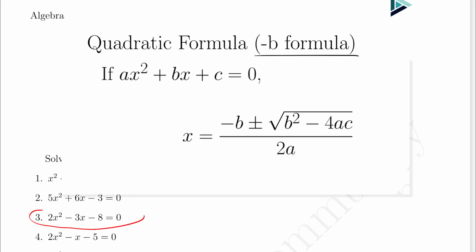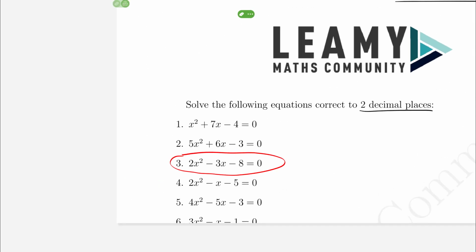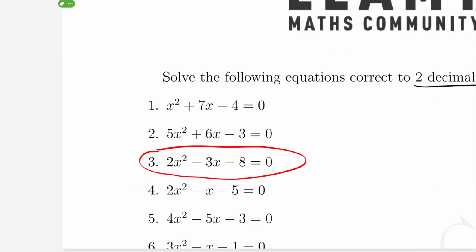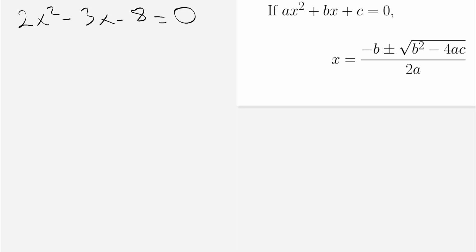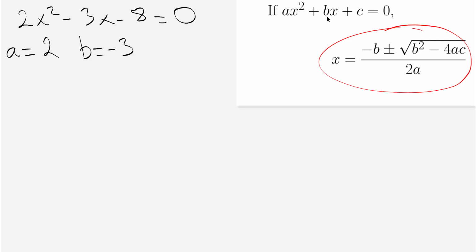The one I'll go through with you is this question 3 here, 2x squared minus 3x minus 8 equals 0. I want to solve this for x, and I'm going to use the quadratic formula. So the first thing to do is identify what is a, what is b, and what is c. a is the number in front of x squared, so a equals 2. b is the number in front of x, so in this case b is minus 3. The minuses and pluses are important, so if it's a minus 3, remember to include the minus. And then c is the constant at the end, and in our example c is minus 8.